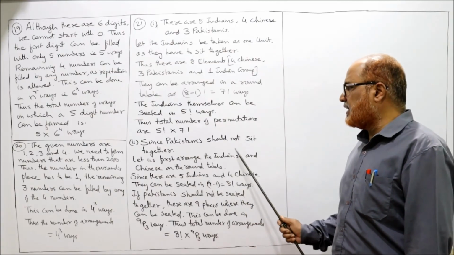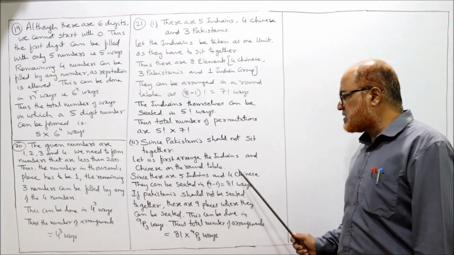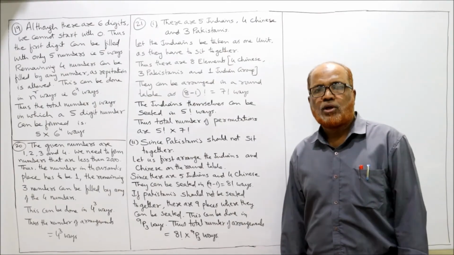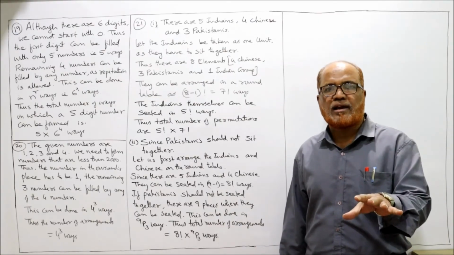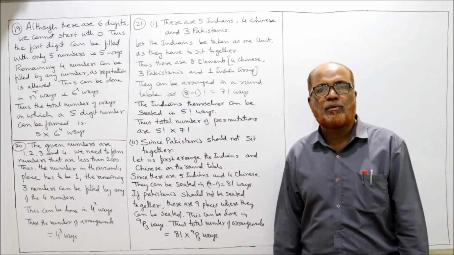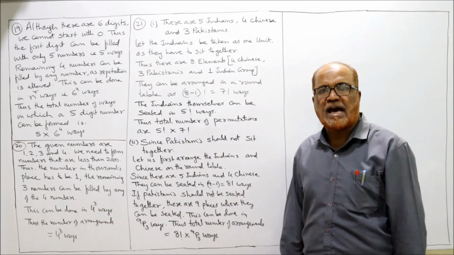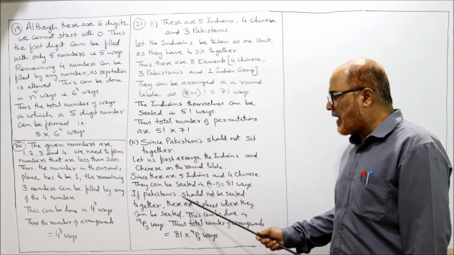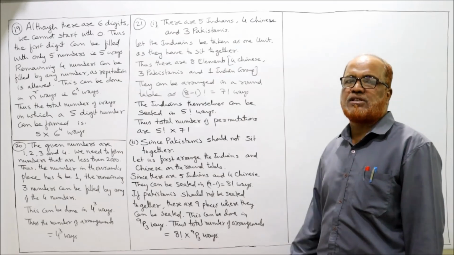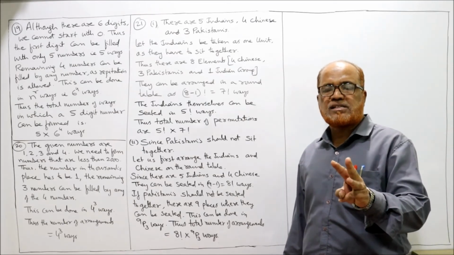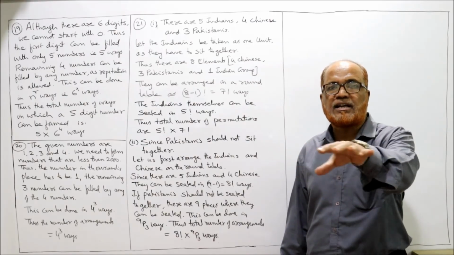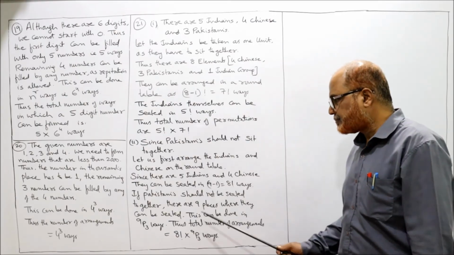So let us first arrange the Indians and Chinese. Since there are 5 Indians and 4 Chinese, they can be seated in 9 minus 1, 8 factorial ways. तो पहले इंडियन और चाइनीज को अरेंज कर लेंगे. तो 9 persons है, 9 minus 1, 8 factorial ways we can arrange the Indians and Chinese. If Pakistanis should not be seated together, there are 9 places where they can be seated. जब 3 Pakistanis है, they are not supposed to sit at one place. They can be seated at 9 different places.